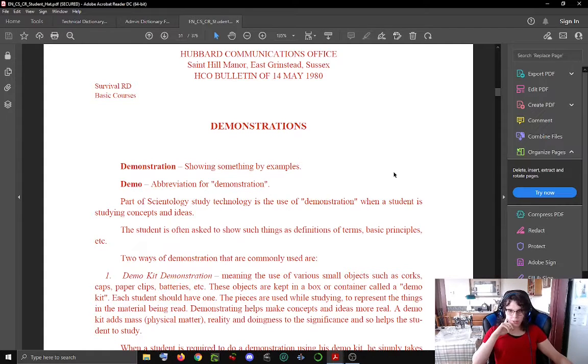We are going to be covering probably quite a few policies and bulletins today. I'm not really sure how many pages are in each, but we're just going to see what happens and go with it. Where we left off was here on demonstrations, the HCO Bulletin of the 14th of May, 1980. This seems to be a part of the survival rundown and basic courses, as seen on the left-hand side. And rather than waste your time, we're just going to dive right into reading it.